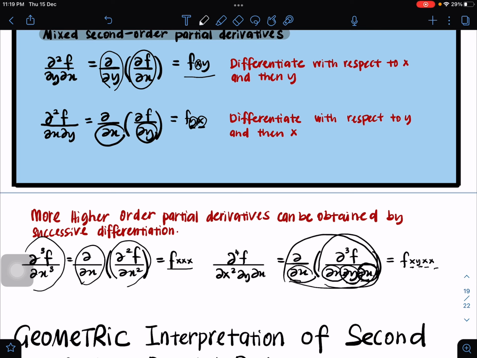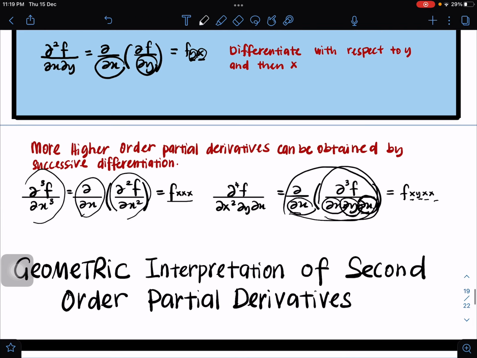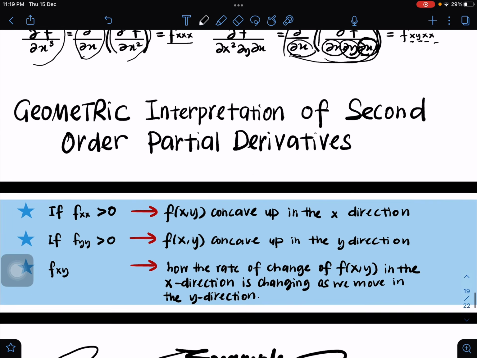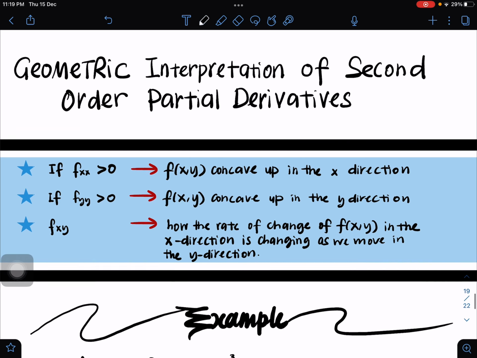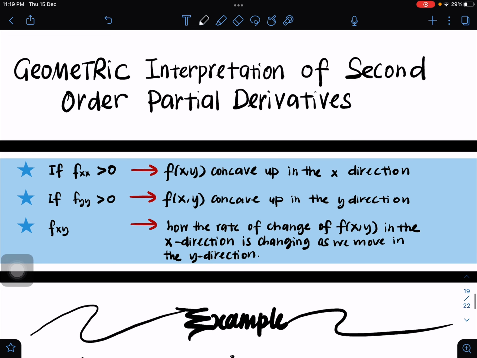Okay, dia terbalik. So this one is the higher order derivative for the partial derivative, higher order differentiation for the partial derivative. Okay, so this one is just geometric interpretation of the second order partial derivative. If the value of your fxx, means the second differentiation with respect to x, is greater than 0, means your function is concave up the direction, the x direction. If your function fyy is greater than 0, means your function is concave up the y direction.